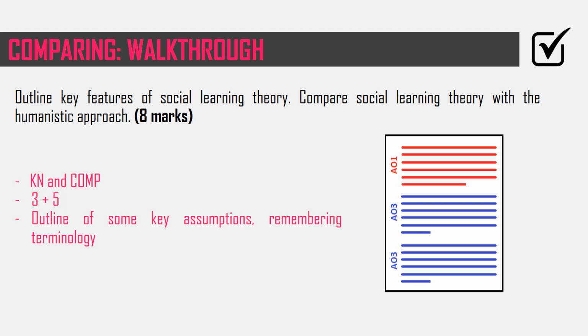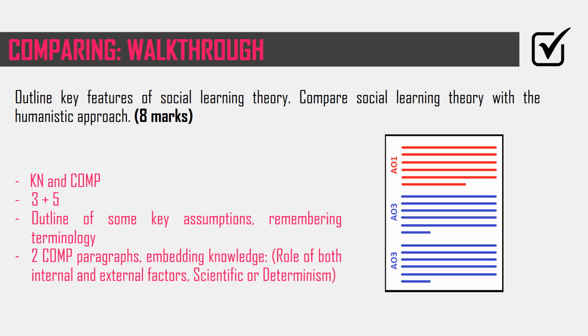Okay, my outline would be outlining some of the key assumptions, remembering my specialist terminology. So I might be thinking about vicarious reinforcement, reciprocal determinism, mediational processes, identification, imitation, modelling. There's so much there. I wouldn't be including everything. I'm going to try and get that balance between breadth and depth. In terms of comparison, like I said, probably 2 points would be all right. And I think I would be potentially choosing from a couple of these.